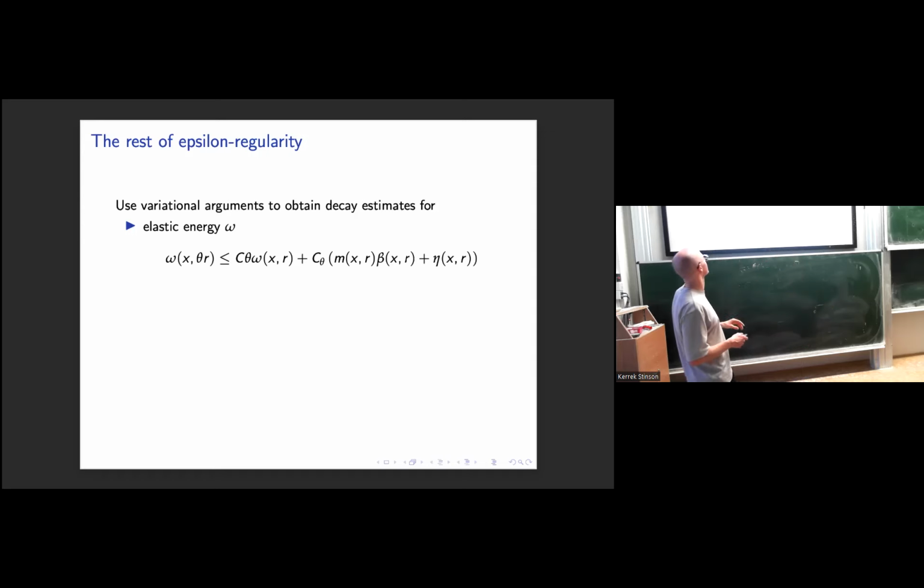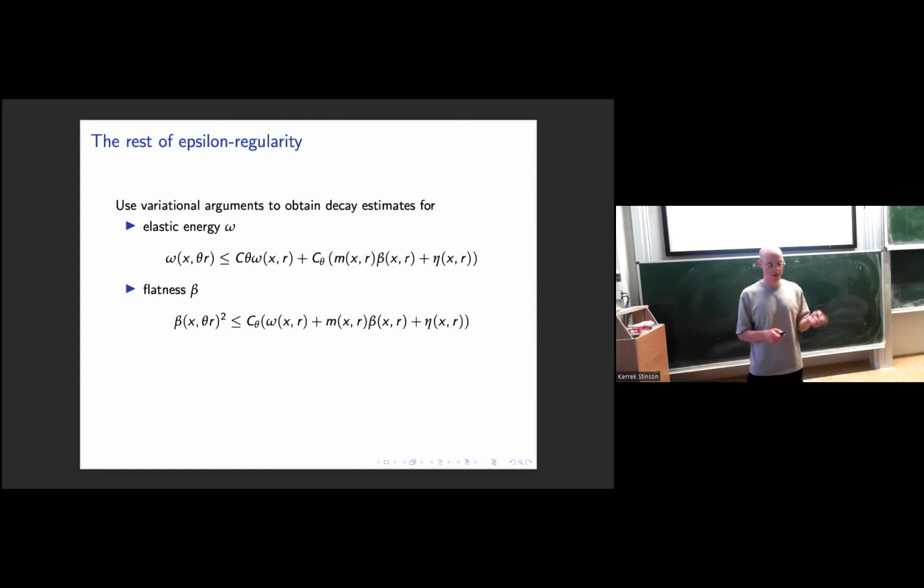This is quite nice. The elastic energy at scale theta r is controlled linearly by theta times the original elastic energy, plus some error term. So it's m times the flatness plus the length of holes. And m I'll introduce in a sec. But this whole second piece, you should just think of as some error term. We also get a decay for the flatness, which says that at smaller scales the flatness is being controlled by the other energies. And so the flatness squared decays like the elastic energy plus this same error term.